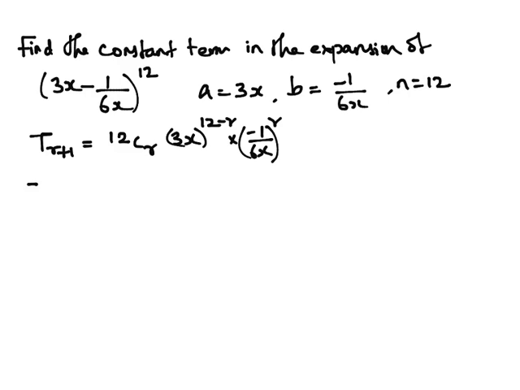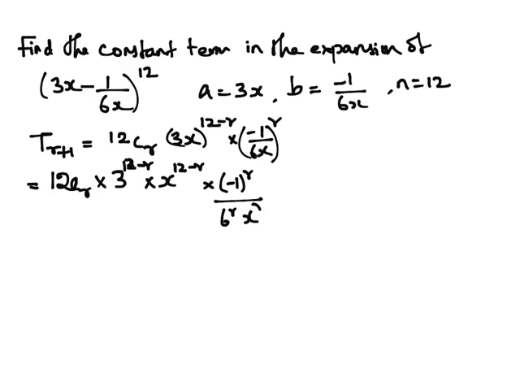So again this is okay. So let me simplify it further. 12Cr multiplied with 3 power 12 minus r into x power 12 minus r multiplied with minus 1 power r divided by 6 power r x power r, right? So let me simplify it further, and the important thing is, as you can see, there are two x terms here and I need to bring them together. How do we do that?